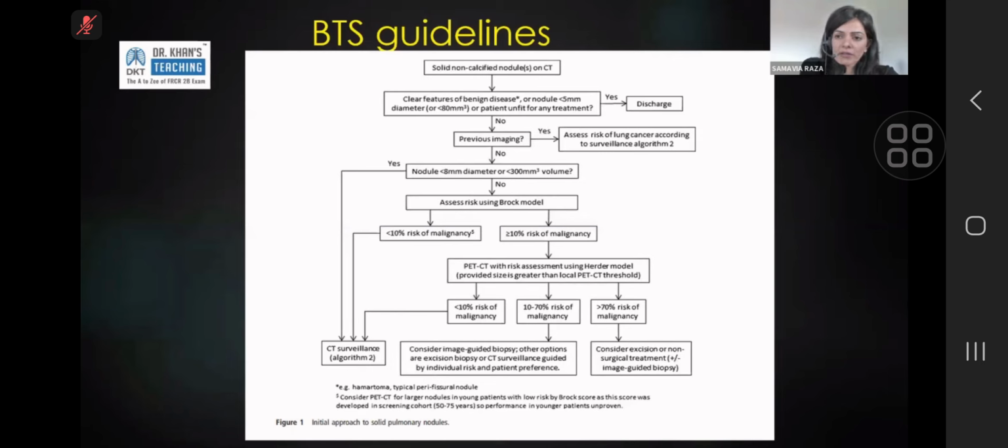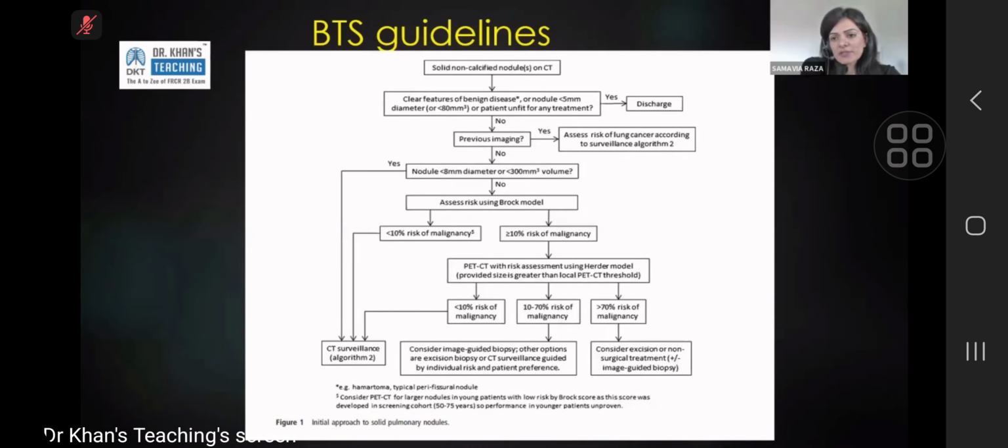Again, the 80 millimeter cutoff also applies only if you don't have known history of cancer. So if they are under 80 in volume, less than 5 in diameter, you can discharge them right then and there and forget about it. For the purpose of good reporting, you can document on the report that this nodule is less than 5 millimeter and warrants no further follow-up, as per BTS guidelines in the UK.